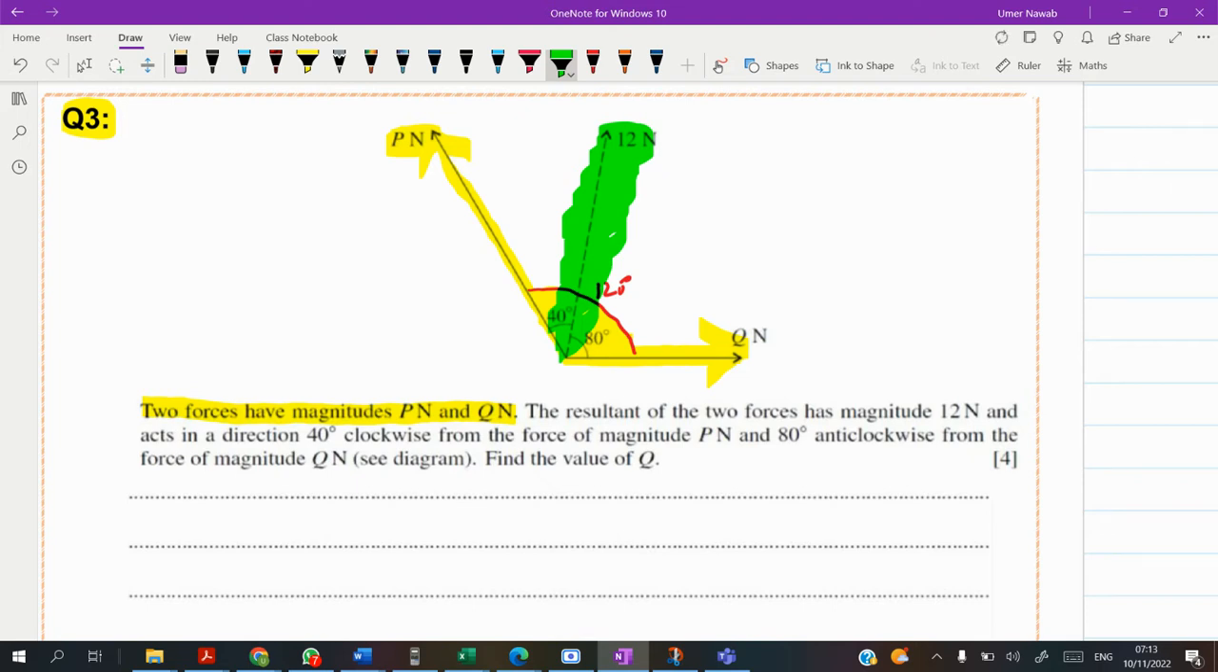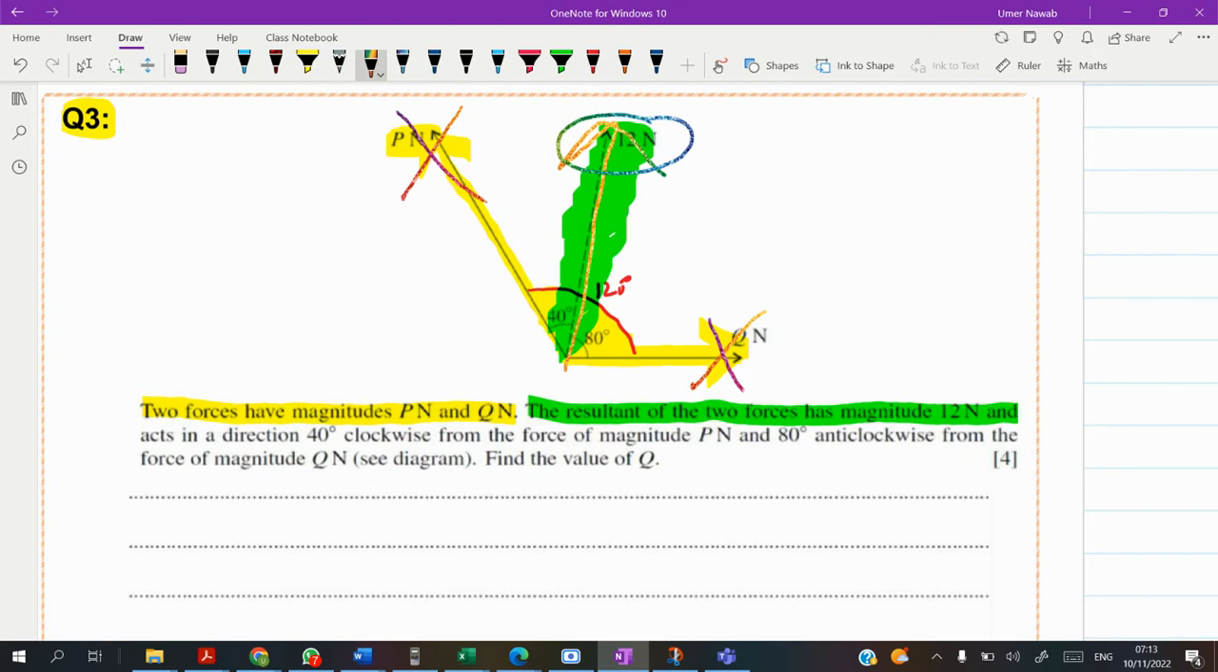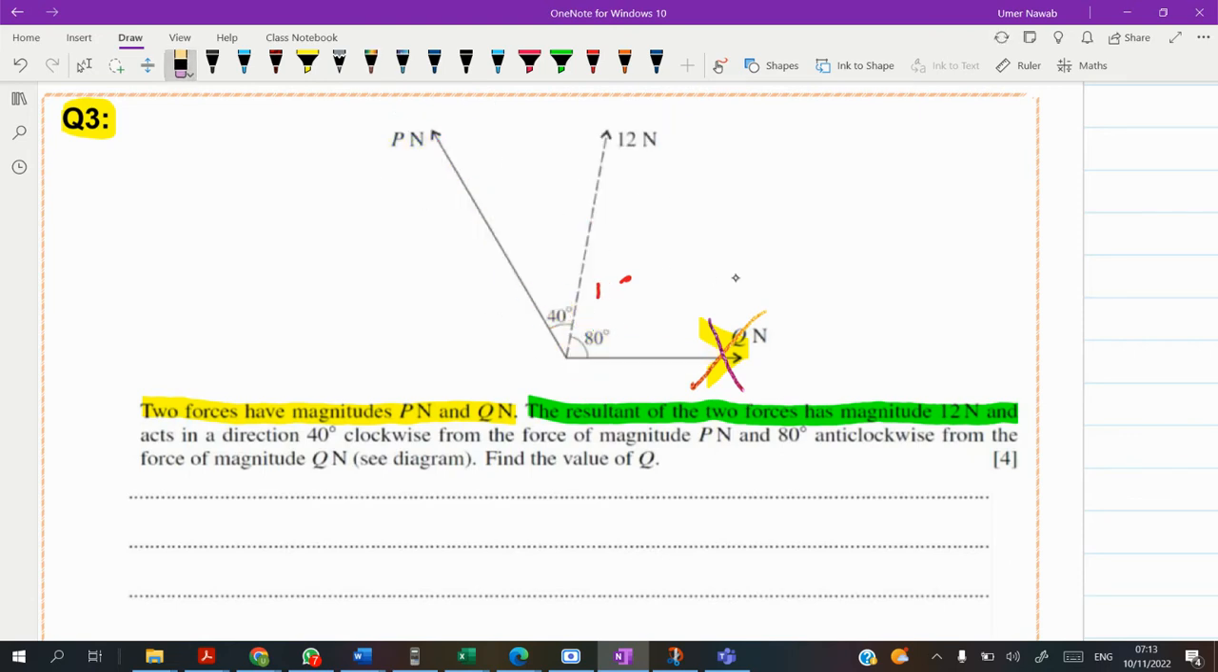Maybe you can read the statement: the resultant of the two forces has magnitude 12 newtons. So if you remove both forces, you will find the body is moving in this direction, because this is the resultant, and the magnitude of the resultant is 12 newtons, and it is making 80 degrees with Q and 40 degrees with P. So let's start the question.